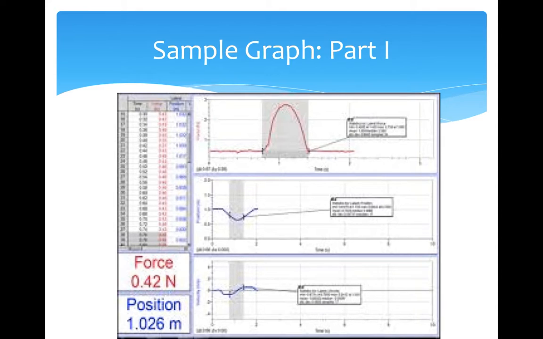The second graph is a position time graph, and that's from the motion detector. It demonstrates the motion of the cart as it goes down an inclined ramp, bangs into the wall and comes back. And the final graph is a velocity time graph, and that's useful for determining the change in velocity of the object.